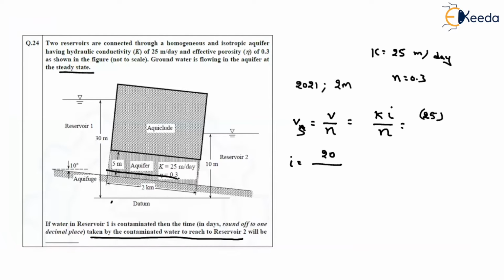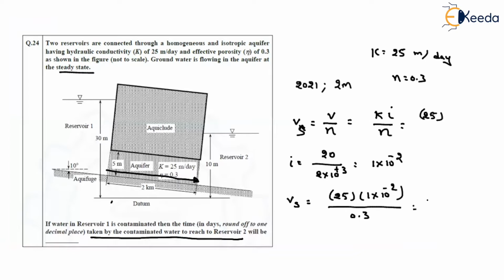So what is the flow direction here? Along this direction, what is the length? 2 kilometer. So this you have to take in meters, so here it will be 20 divided by 2 into 10 to the power 3. Then you will get around 1 into 10 power minus 2. So that's it. What is the seepage velocity? That will be equal to 25 into i value 1 into 10 power minus 2, divided by porosity, which is given as 0.3. You will get this value as around 0.833.